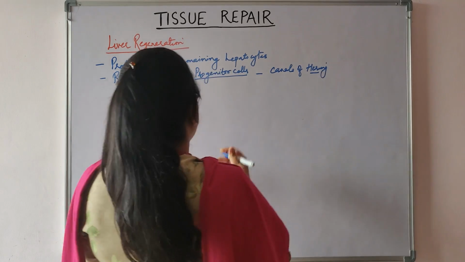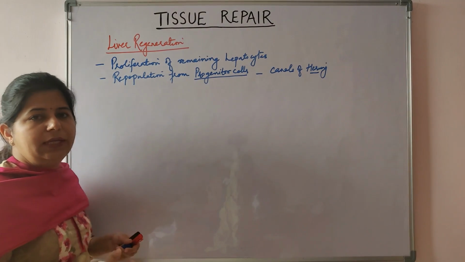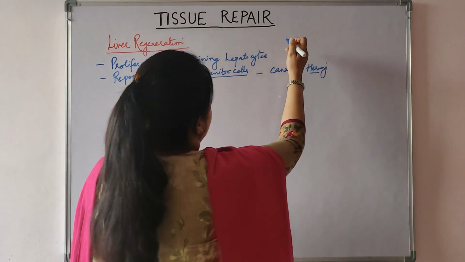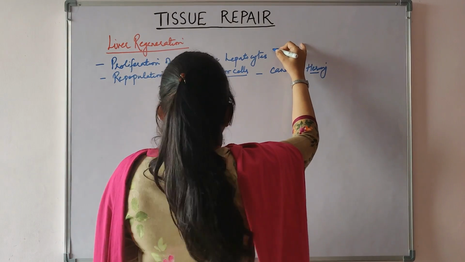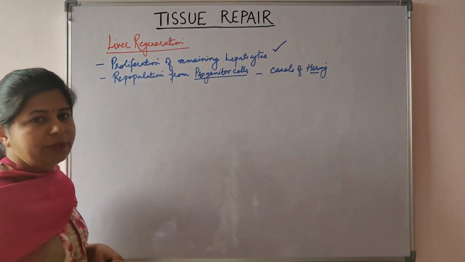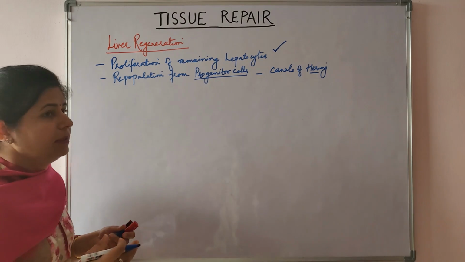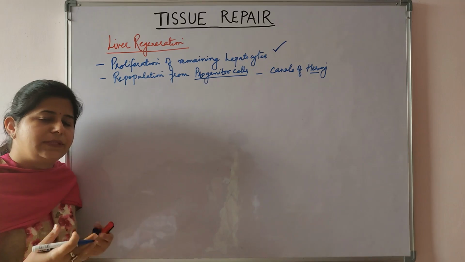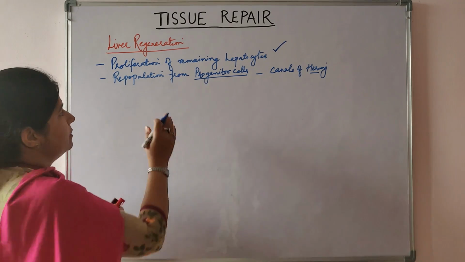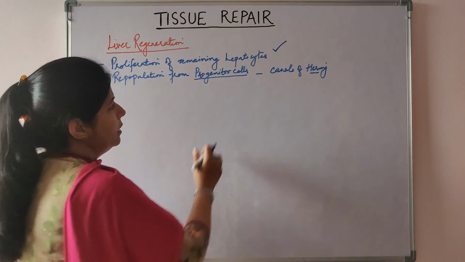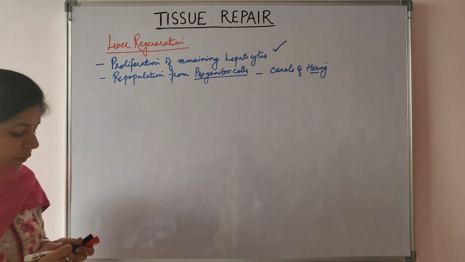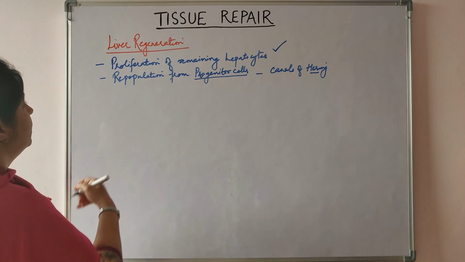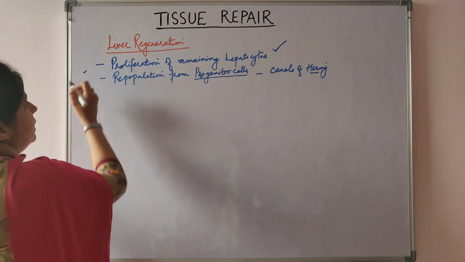Which mechanism will be dominant depends upon the nature of injury. In case of partial hepatectomy, the regeneration occurs by proliferation of remaining hepatocytes. And in case there is chronic liver injury and the proliferative capacity gets impaired, then regeneration will occur by repopulation from the progenitor cells. Now let's see the steps in regeneration by proliferation of the remaining hepatocytes.